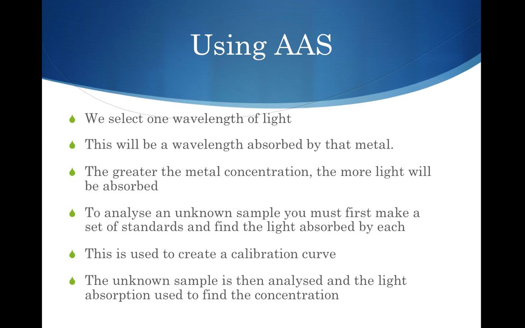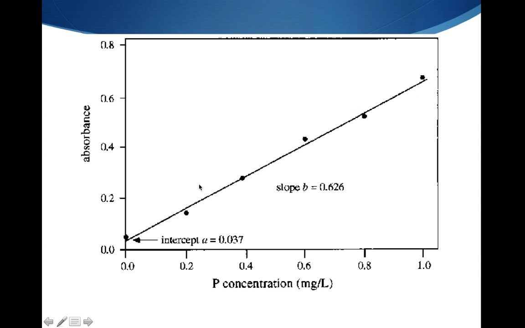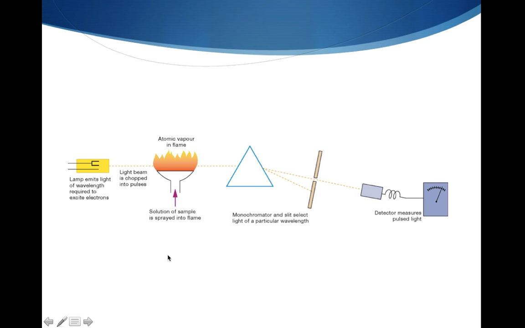Okay? We then have our unknown that we don't know the concentration of, but we know it's got the same metal in it. We put that in and we measure its absorption. And then from our graph, we read off our absorption, say it was 0.4, and we read down to this axis and we find its concentration. Okay, so this is kind of how it looks.